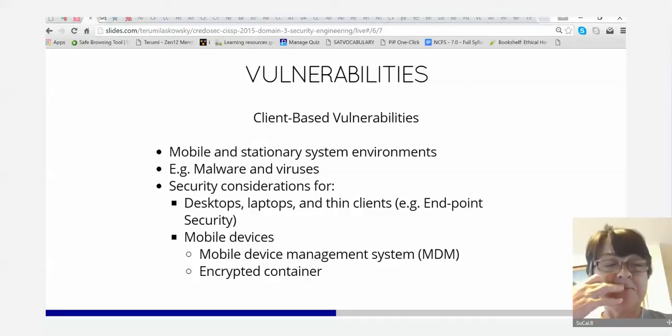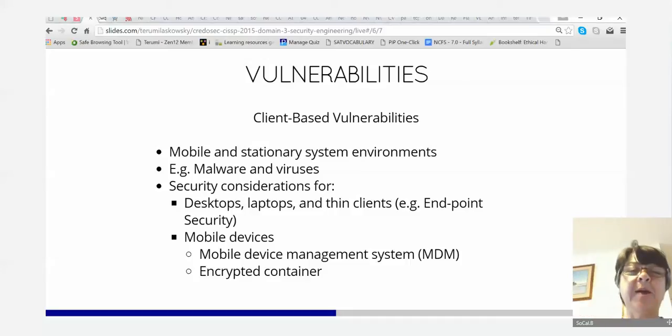Yeah, I agree with you. That's why we use it in combination. Okay, so there you go. Mobile devices, mobile device management system, encrypted container, like remote wipes and stuff, so you want to control that. And moving forward.